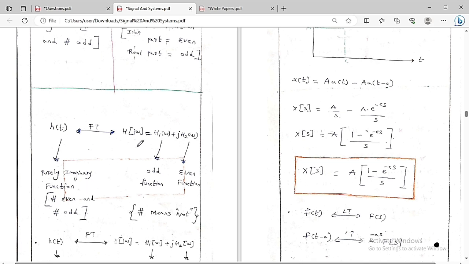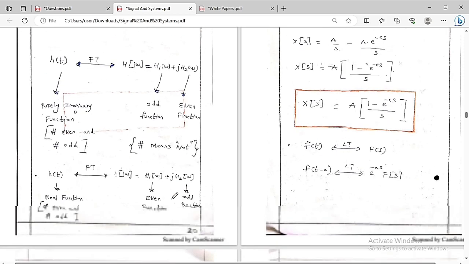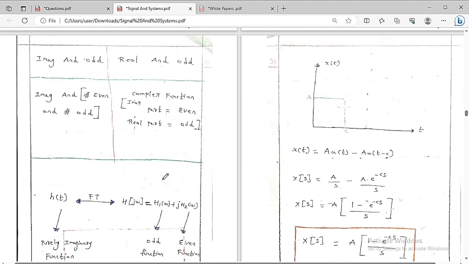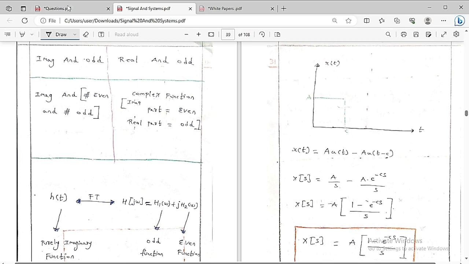The real part of the Fourier transform is odd in nature and the imaginary part is even in nature. Similarly, if h of t is a purely real signal, which is neither an even function nor an odd function, then H of j omega is a complex function. The real part has even nature and the imaginary part is odd in nature. I've already told you this so many times. So this is the correct solution of this question.